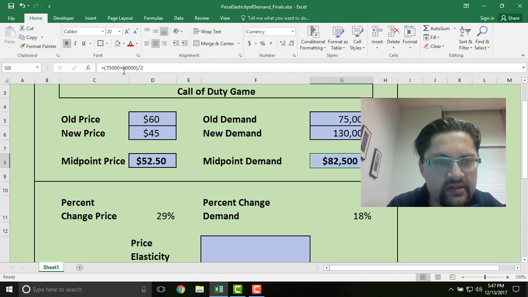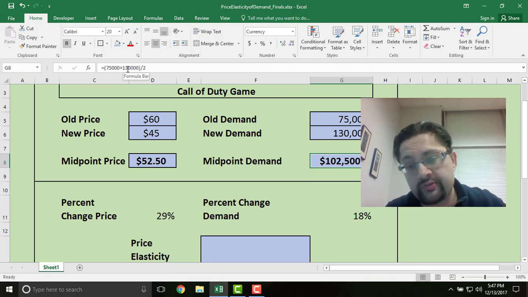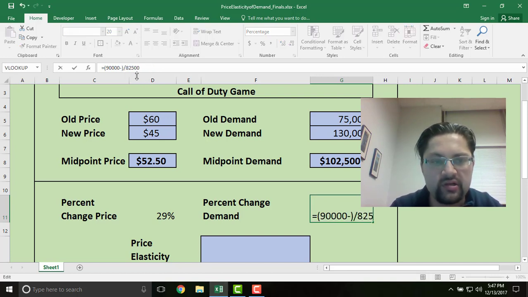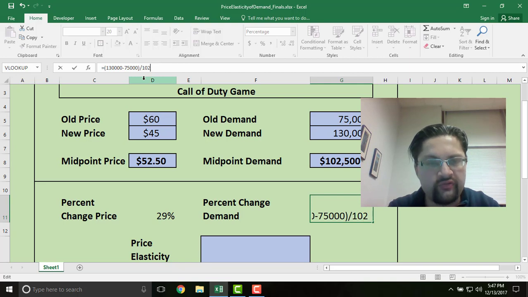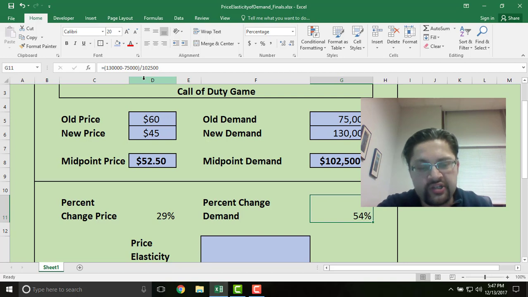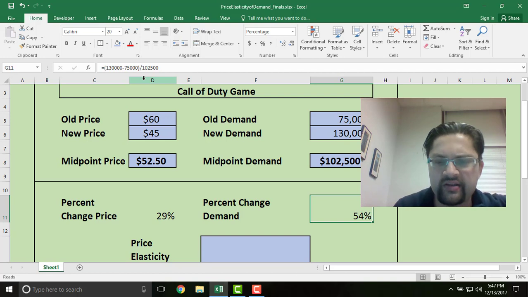Our midpoint method is going to change. So instead of that 90,000, we would have 130. So now our midpoint's 102. And we would change our midpoint over here as well. So we'd adjust our formula just a little bit. So we would have new demand of 130,000 minus the original 75,000, but our midpoint also changed to 102,500. Now we have a percent change of 29%, about 30%, but our demand is 54%.